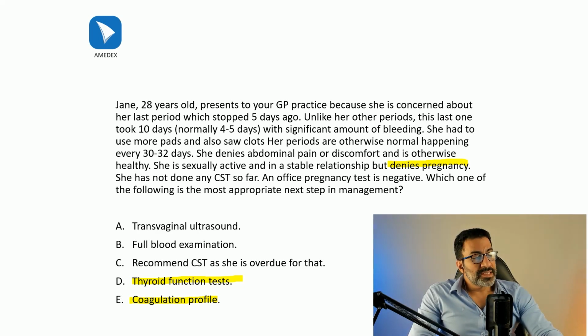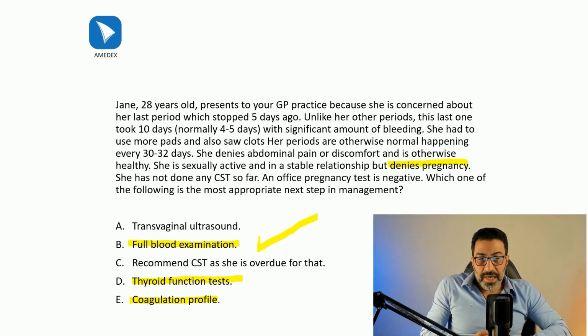Do we recommend CST as she's overdue for that? Absolutely. We have to tell her that, look, Jane, this is the National Cervical Screening Program, and it has benefits for you, so you might want to consider that, and I highly recommend that you consider that. But again, this is not a priority. We can ask her to come back for another visit, and we can advise that later on. It's not vital to do it right now, today. But for her, full blood examination is a must and the correct option here.